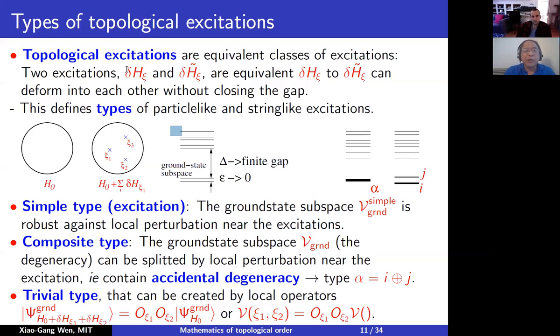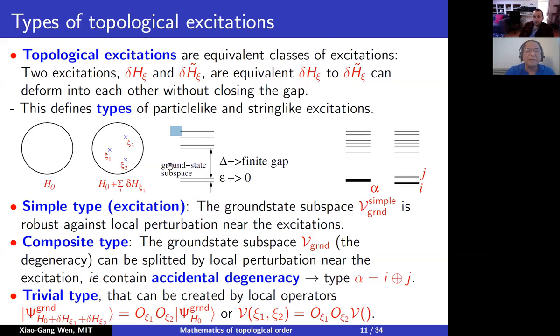Okay. And there is a simple object we call the simple type. This simple type of excitation is one where, when you perturb the Hamiltonian near this excitation, the ground state subspace remains degenerate. They do not split. They're stable. So in physics, usually when we say excitation, we only mean this simple type. However, in this definition, we also allow this composite type. This composite type excitation corresponds to an unstable excitation with accidental degeneracy. This accidental degeneracy means that if you deform the trap, this degeneracy will be split. Okay. And that's a composite object.